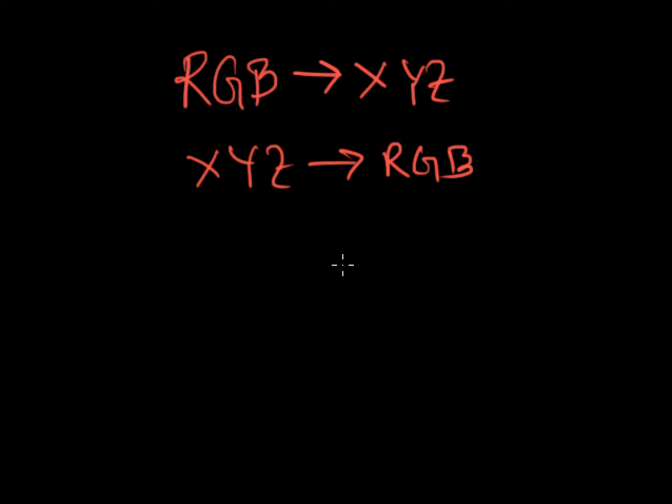Imagine you have an image in RGB format, and you would like to convert it into XYZ. Once you have XYZ, you will probably do some operations on it, for example a chromatic adaptation transform, and then you would like to convert it back into another RGB color image. So how can you do it?